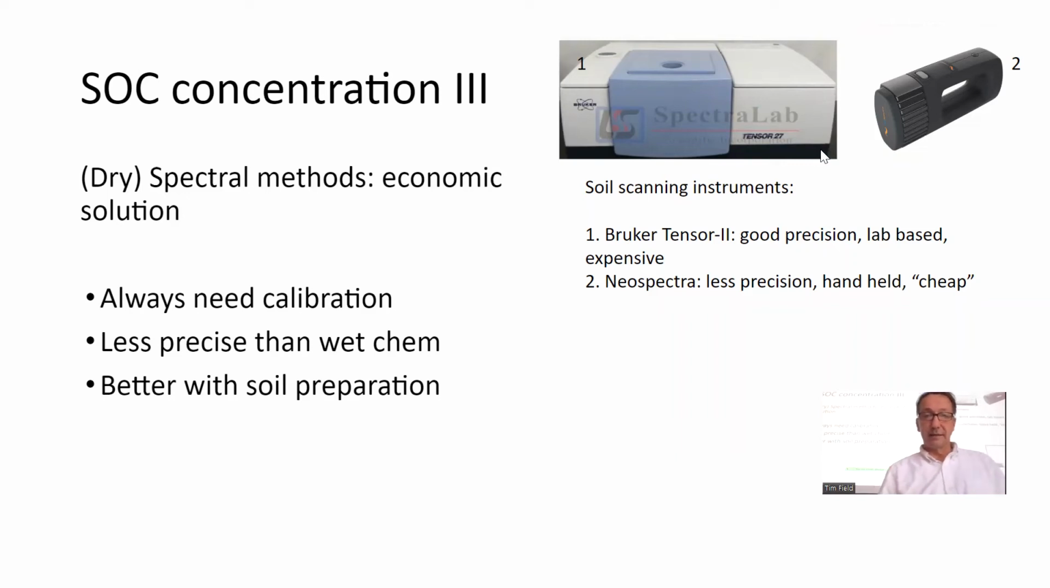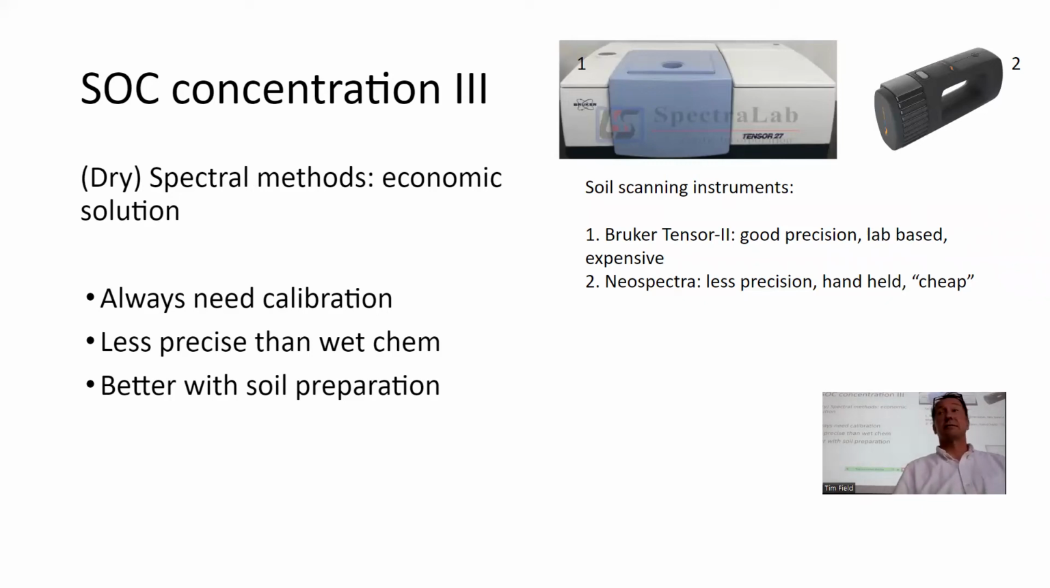So the number 1 here is our gold standard for spectral instruments. But this is quite big, so you can't really move it. It stands in the lab. You have to prepare your samples, and then it provides very good estimates for soil organic carbon and for texture, for example. The problem is that it's much cheaper and easier to do than the wet chemistry, but it's still time consuming. So we were looking into this handheld tool, but that's relatively new.